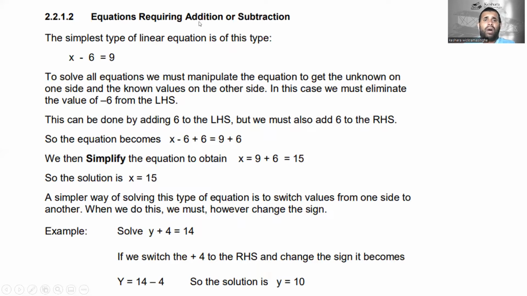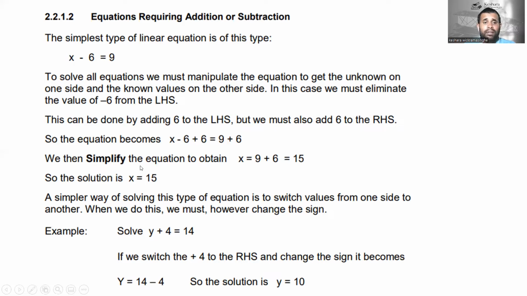Then equations requiring addition or subtraction. The simplest type of linear equation of this type is x minus 6 equals 9. To solve all equations, we must manipulate the equations to get the unknown on one side and the known value on the other side. In this case, we must eliminate the value of minus 6 from the left-hand side. This can be done by adding 6 to the left-hand side, but we must also add 6 to the right-hand side. So the equation becomes x minus 6 plus 6 equals 9 plus 6.